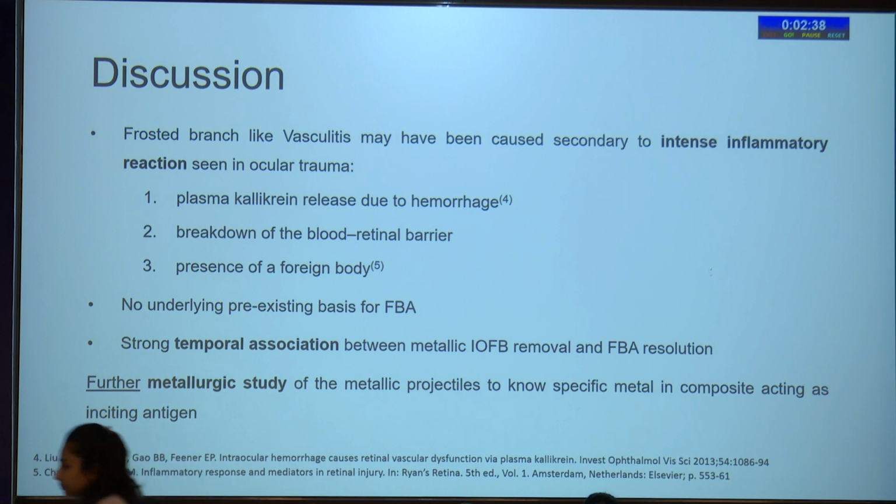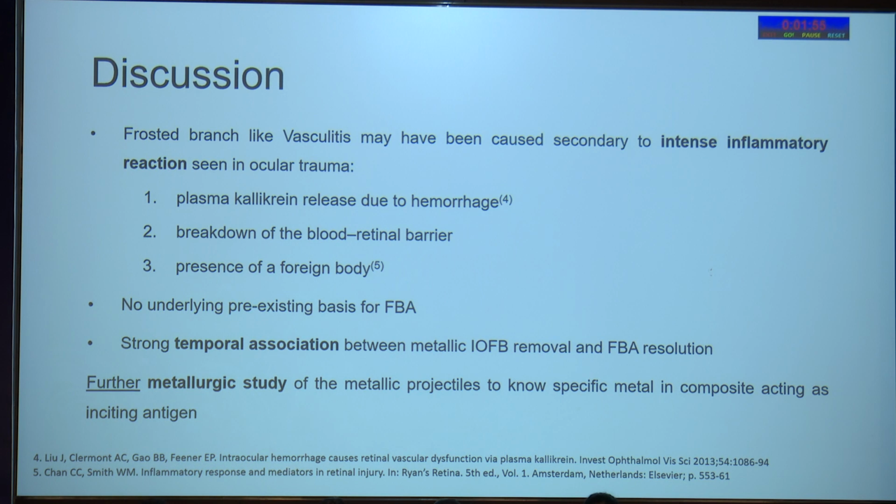So what we want to highlight is that frosted branch-like vasculitis can be caused by a number of entities, and it is basically due to an intense inflammatory reaction. We hypothesize it is due to plasma kallikrein released due to hemorrhage, breakdown of the blood retinal barrier following trauma, as well as the presence of a foreign body. The fact that there was no underlying predisposition that this patient had for a frosted branch vasculitis and the temporal association between removal of the foreign body and resolution of the frosted branch angiitis further supports our theory.